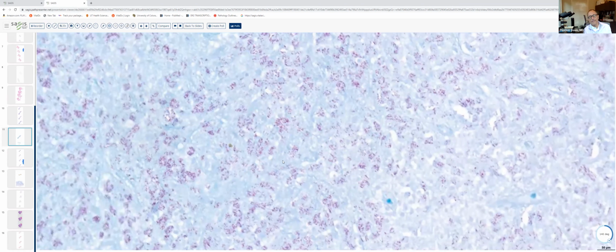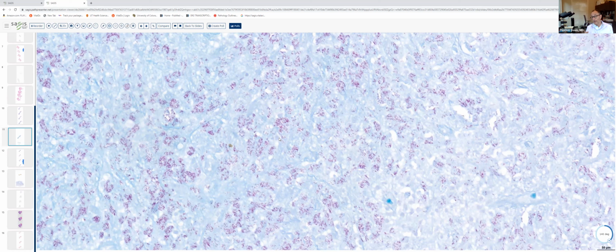Hopefully you can appreciate that all of these histiocytes contain innumerable acid-fast organisms. Both the AFB and the Fite stain were positive in this case. So in this instance, we've got a mycobacterial infection, and PCR was subsequently used to speciate the organism, and this proved to be MAI, Mycobacterium avium intracellulare. So this was an atypical mycobacterial infection.